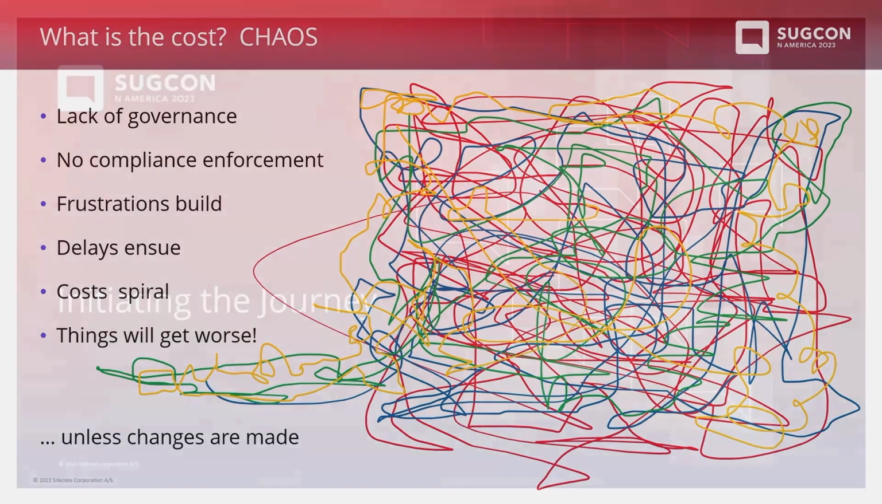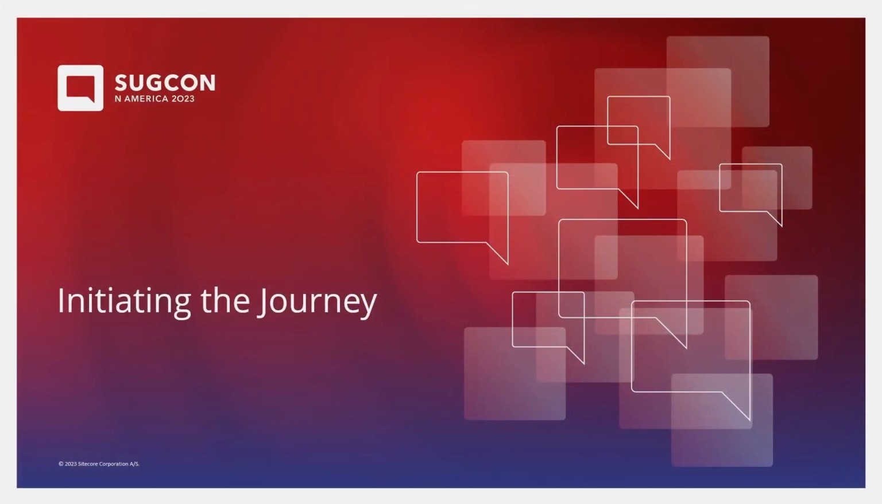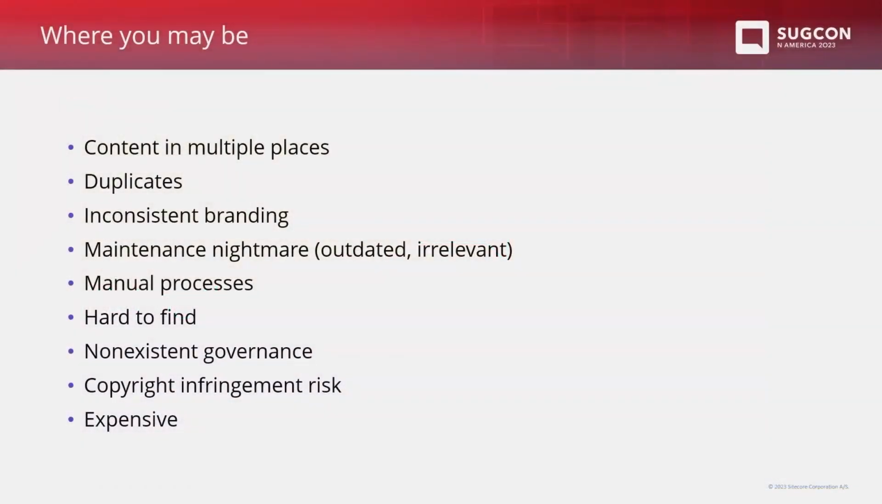So, how do we do that? How do we start that journey? This may be where you're at right now. Fictional scenario based on years of experience. What I usually walk into on the first day of a new project. We've got stuff everywhere, duplicates, inconsistent branding. It's a maintenance nightmare. People are frustrated. We don't have any governance.